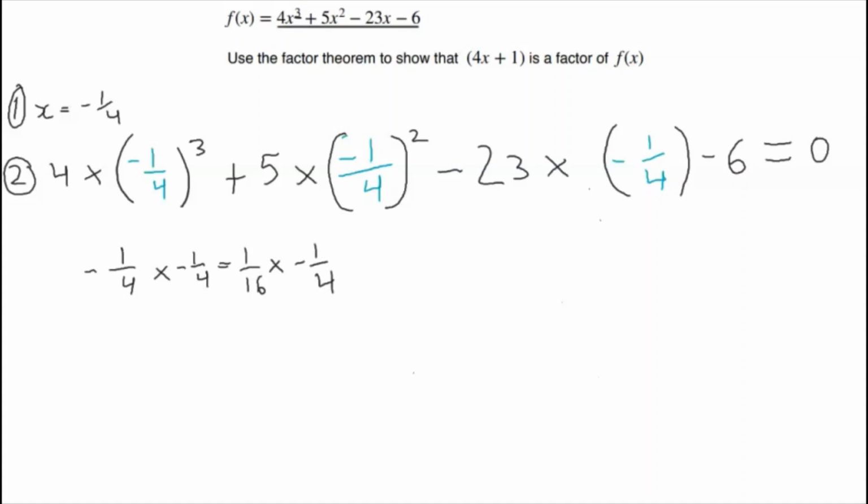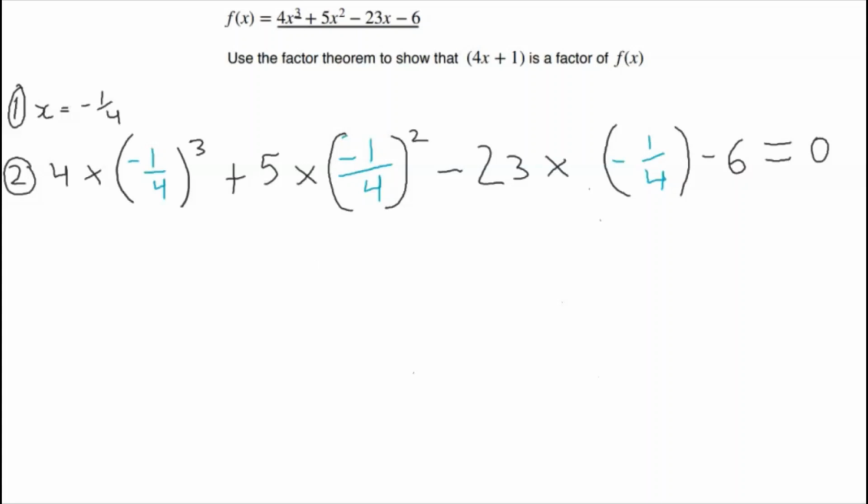I wouldn't add them again, I'd actually times them. So 16 times 4 is 64, and it will be minus 1 over 64. So you've got to understand that when you're cubing it, it'll stay negative, because you're timesing it again. So I'll write that in now.